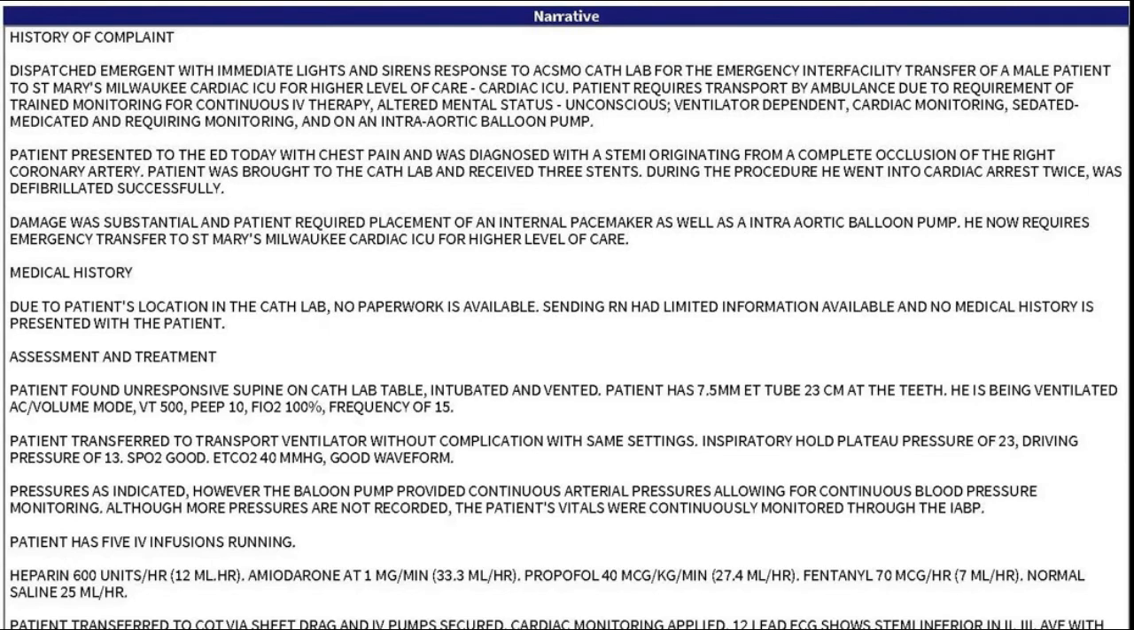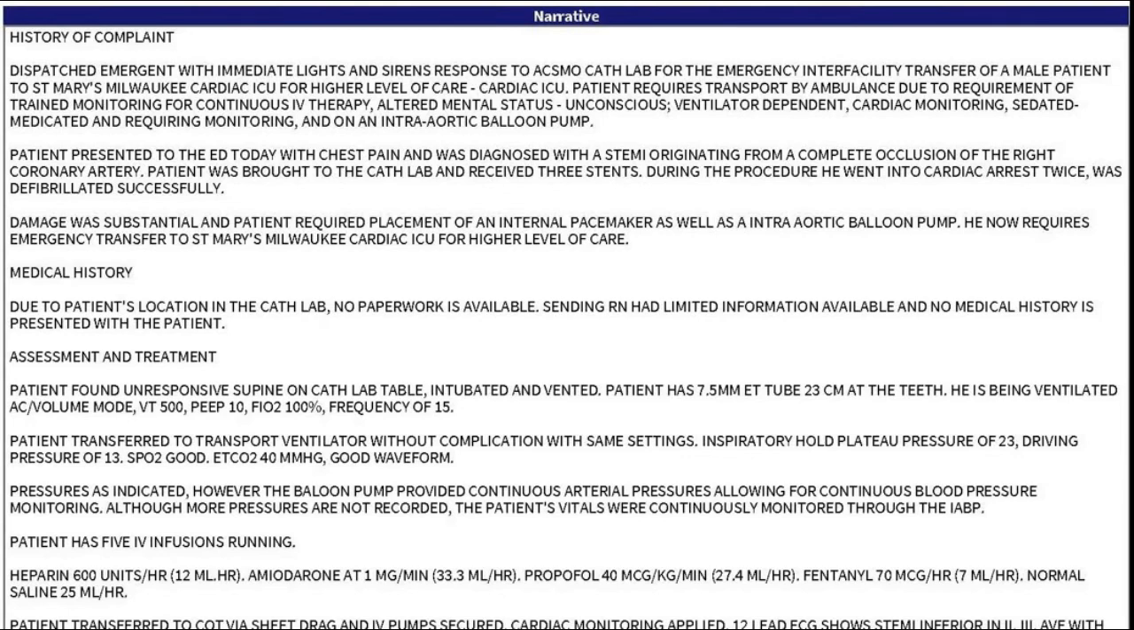And then he goes to the cath lab, and after these procedures, he keeps going into that cardiac arrest, so they have to put in a pacer to keep things firing. And they also found that they had to put in an intra-aortic balloon pump in order to maximize the perfusion of his heart. So that's where they called my ambulance service to do the critical care transport from this cath lab down to the ICU at a higher level hospital where he can get the care that they can't provide there.